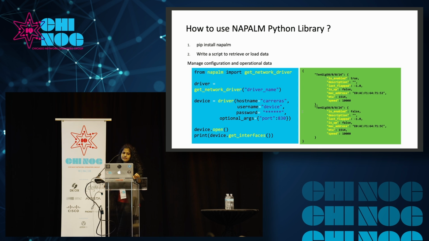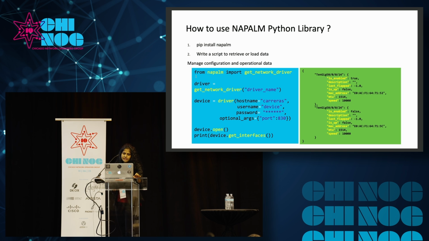It's very simple. You can just install Napalm using the pip Python package and write a script to retrieve or load the data. Here is an example of how you can retrieve the interfaces information. So this is a very basic example, and it's Python, so you can write any huge code to execute it on different devices and return a lot of configuration information or load the information to the network device.